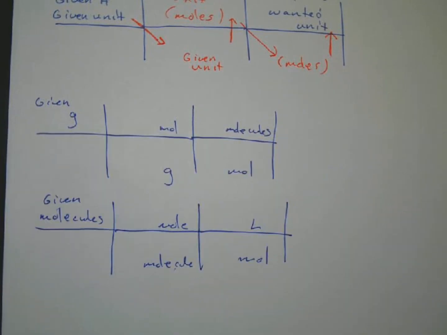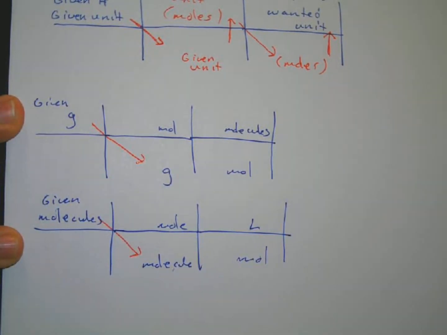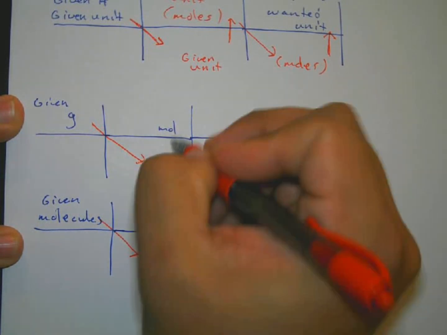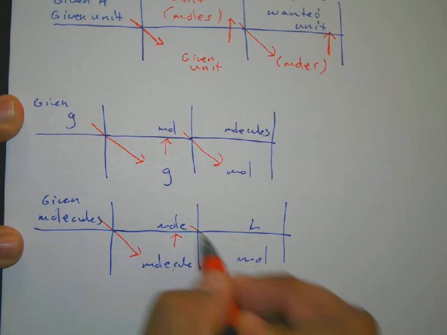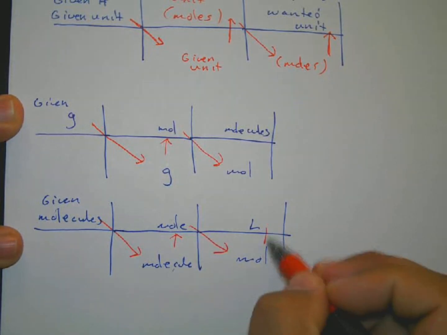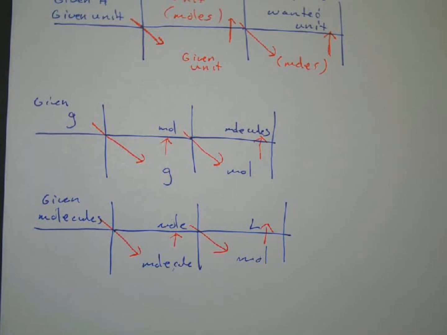So it doesn't matter what conversions they give you, you're going to always do the same thing. Your given gets put down there, and you're going to always go to moles first. You're going to put your moles from here to here, and then you're going to go to wherever it is they told you to go to. Real nice and simple. So you follow the same format.